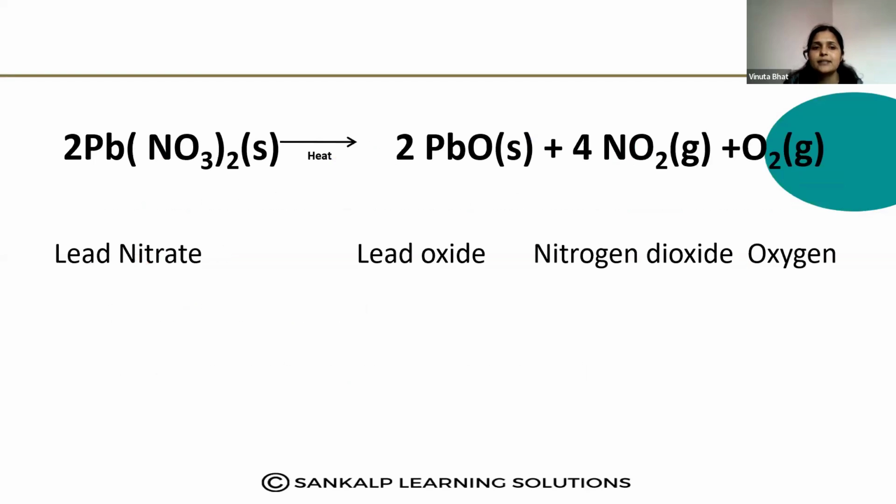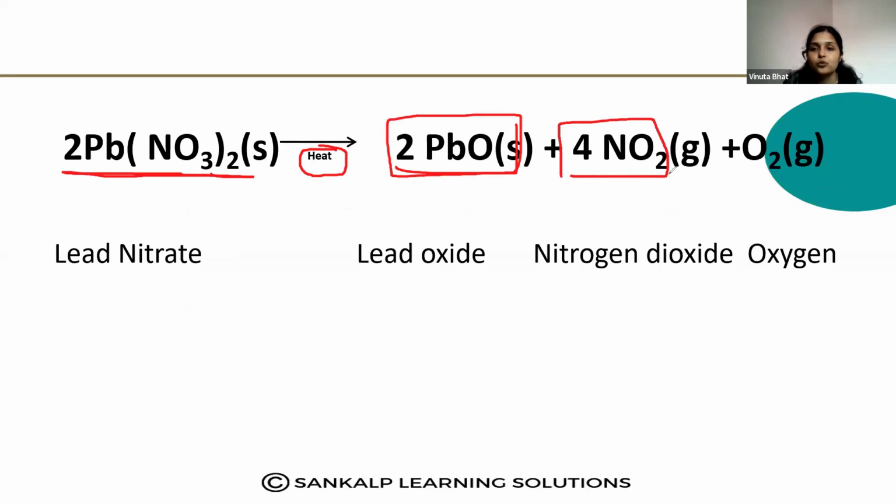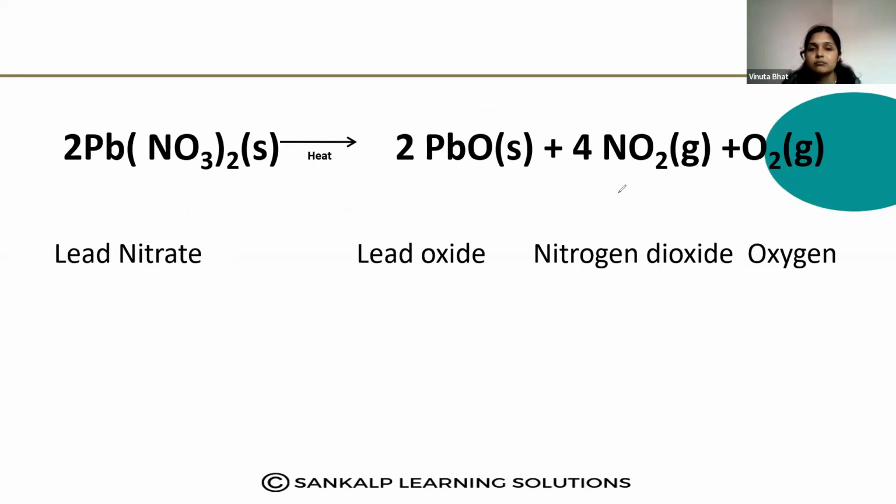When the lead nitrate is heated, Pb(NO3)2, so this is the lead nitrate. When it is heated, it forms lead oxide, nitrogen dioxide, NO2, and oxygen. Here we can say that the reaction is taking place by observing the release of nitrogen dioxide. Nitrogen fumes will be released. By observing this, we can say that the reaction is taking place.